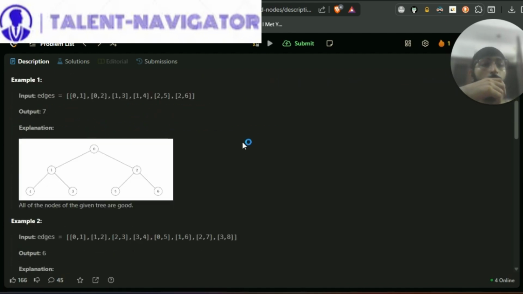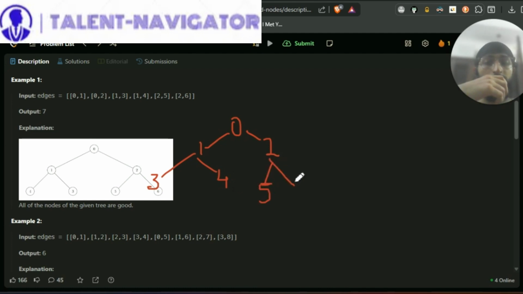Okay, so let us go over basically this tree. So we have been given the edges as a vector of vectors, right? So basically the first edge is 0 to 1, the second edge is 0 to 2, the third edge is given to us as 1 to 3, then 1 to 4, then 2 to 5 and 2 to 6. So basically this is the tree that is being formed, and we need to return the nodes that are good. So a good node is basically one which has the same subtree size in all its children.